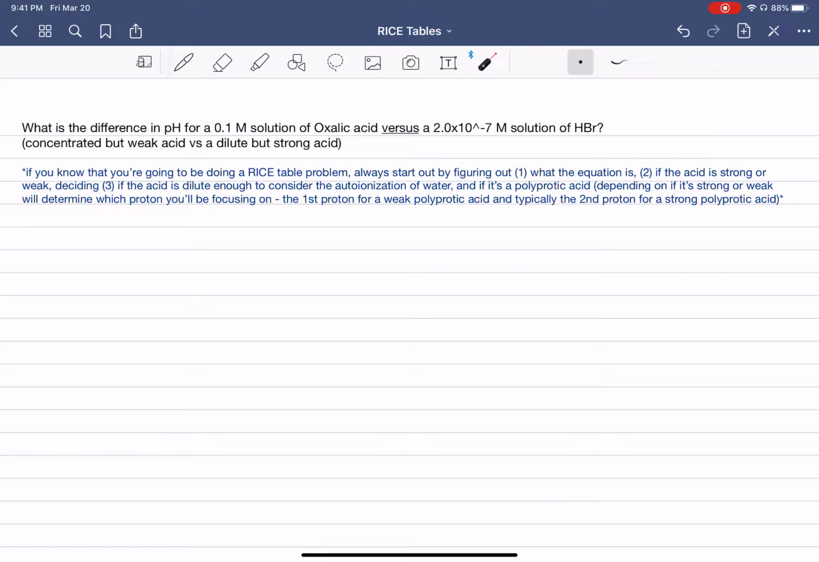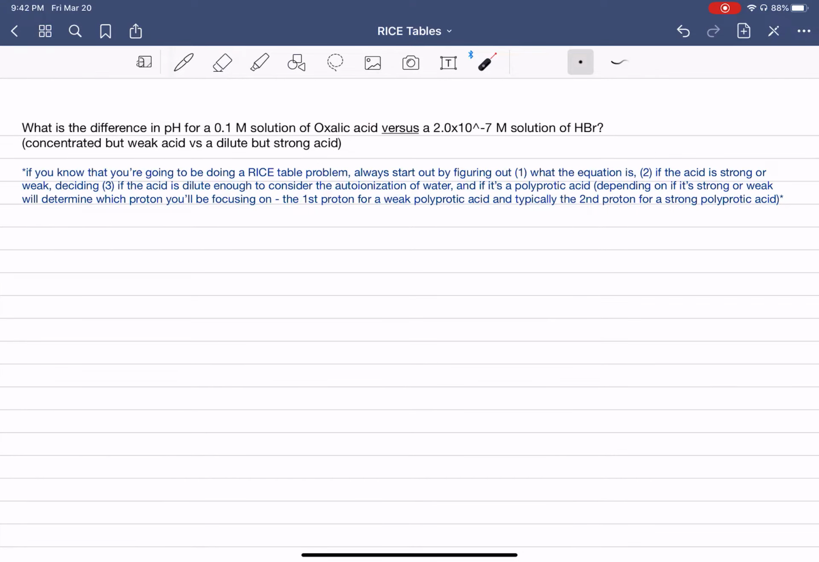I put some steps starting right here of what I think of each time that I approach one of these problems. If you know that you're going to be setting up and solving a RICE table problem, I typically start out by figuring out what the equation is. You can do this by looking at oxalic acid. You probably don't know what that compound looks like. HBr is easy because they wrote it out for you.